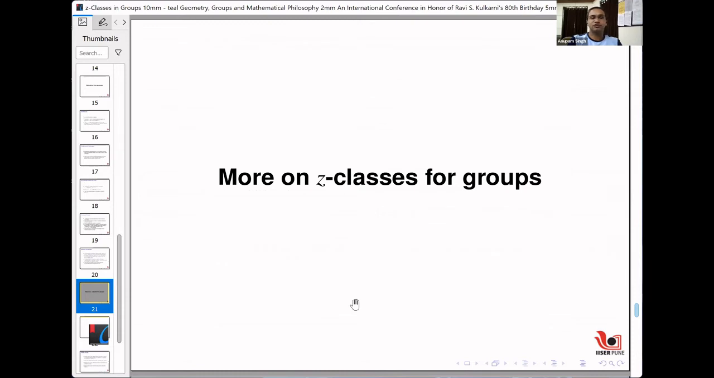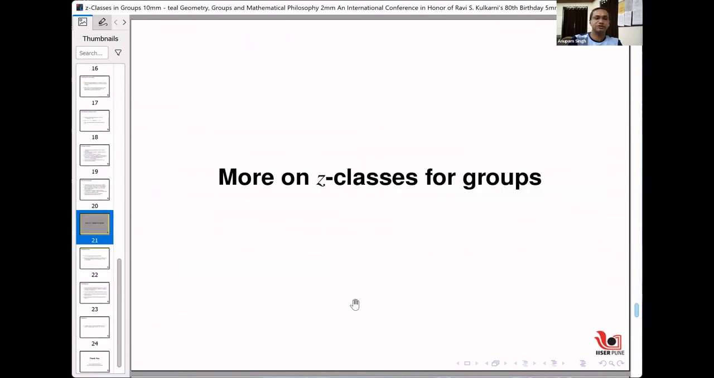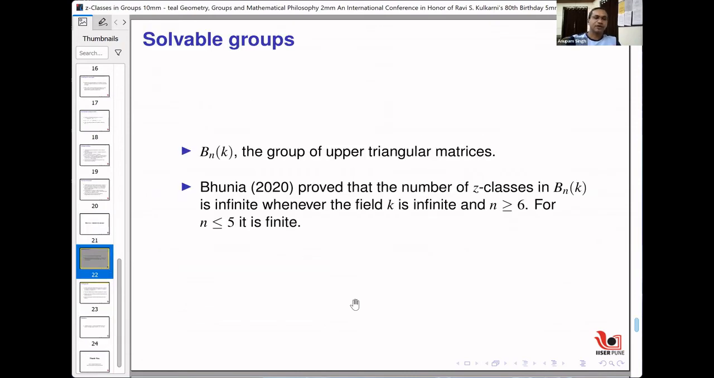So towards the end, I'm going to just talk about some more results, especially for other groups like finite groups and solvable groups, very briefly. And as I said, Vikas might talk about some of these things later in the evening today.